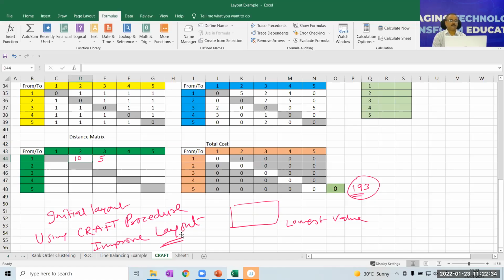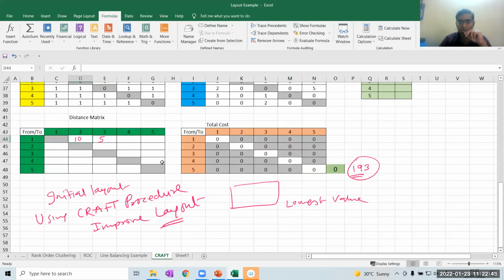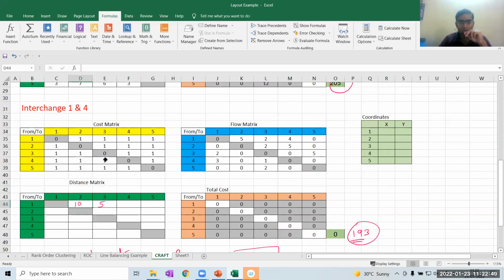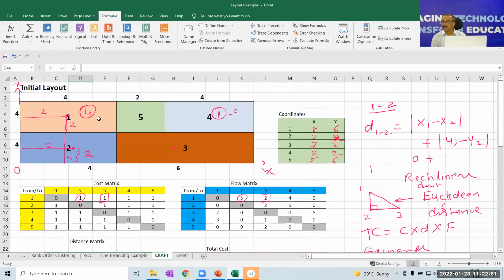Yes, Mr. Purushottam. Sir, I have a query. You explained that for interchange, there are two criteria to be met, one is common border and the other is same area. So when it comes to 1 and 4, same area is there, but common border is not there, 5 is in between. So you can exchange the department, right?